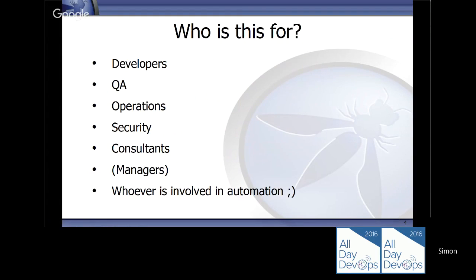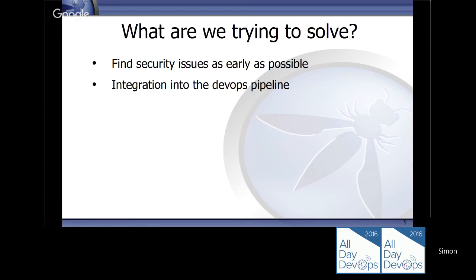So this is really a talk for anyone who's involved in automation. That could be developers, functional testers, operations staff, security. I'm trying to cast the net fairly widely here. And what we're trying to solve is we want to find security issues as early as possible. We know that with any sort of bugs, the earlier you find them, the better. But that's especially true for security vulnerabilities.